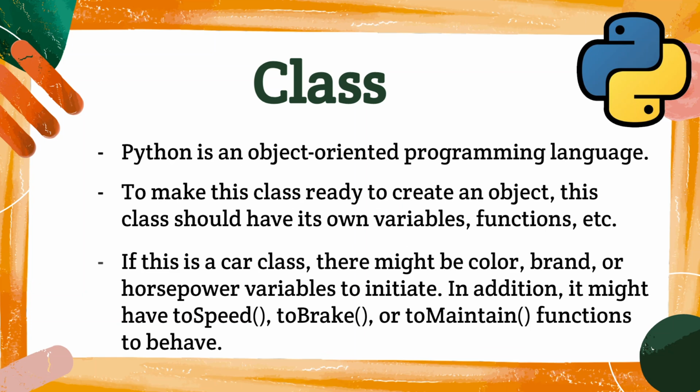Python is an object-oriented programming language like C++ and Java. In order to create an object, it should have a class first. Class is like the basic model or template to create this object. To make this class ready to create an object, this class collects its own variables, functions, and more that are ready to customize this object. If this is a car class, there might be color, brand, or horsepower variables to initiate. In addition, it might have to speed, to brake, or to maintain functions to behave.